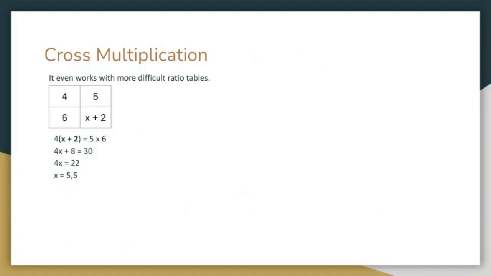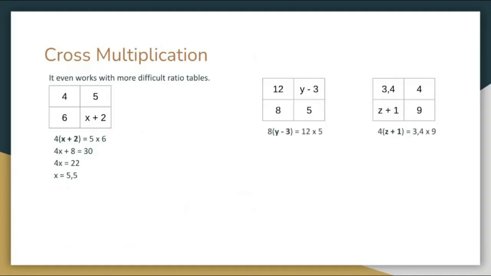For the other tables, I follow the same steps. We create an equation using the cross products and solve these equations using the balance method. This will give us 10.5 for y and 6.65 for z.